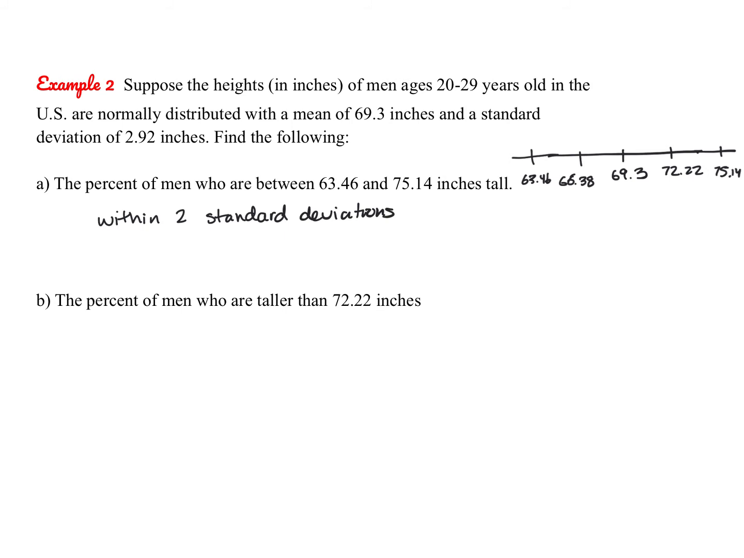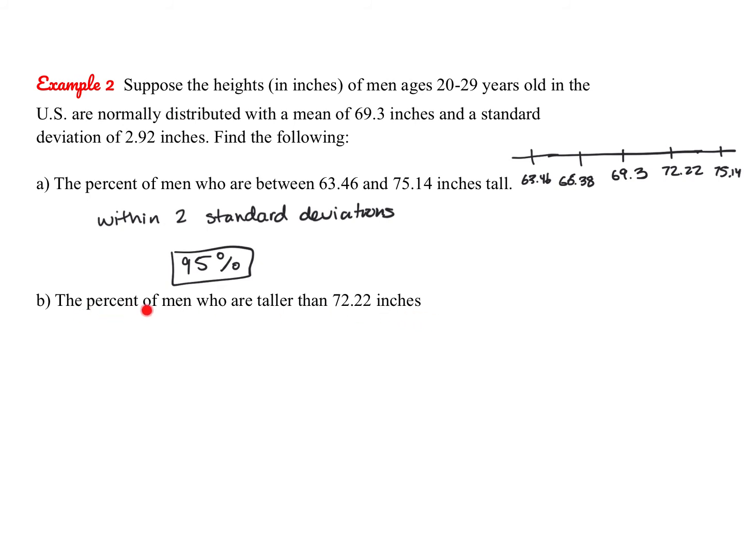So if you look at the data or the chart from our last page, we know that 95% of our data should fall within two standard deviations of our mean if the data is normally distributed. All right, so now let's look at this next one.